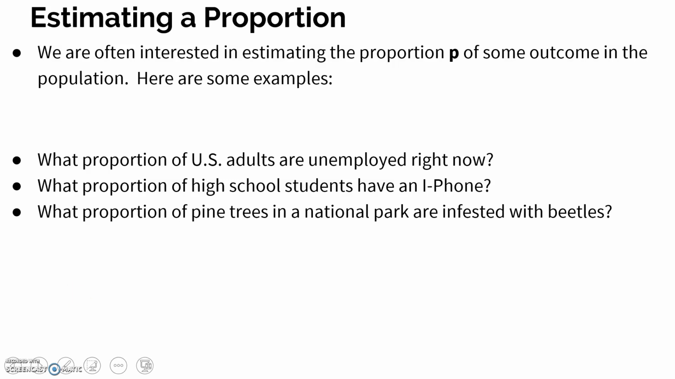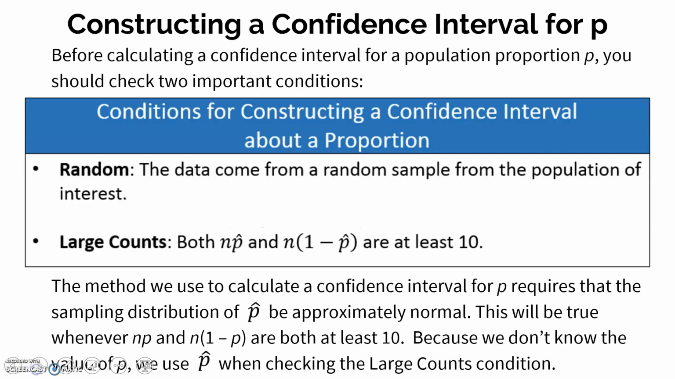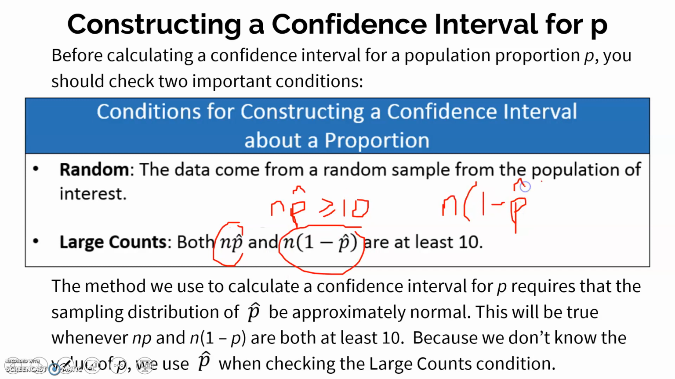All right, so before we construct an interval, which we've been kind of leading up to today, there are some conditions that we have to satisfy. So I want you guys to write down the two conditions that you see there in that table. And that is the random condition, which says the data come from a random sample from the population of interest. And also the large counts condition, which would look familiar from a few chapters ago. n times p hat should be greater than or equal to 10. And also for this one, n times 1 minus p hat also should be greater than or equal to 10.